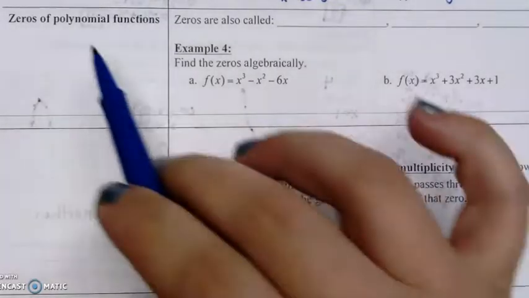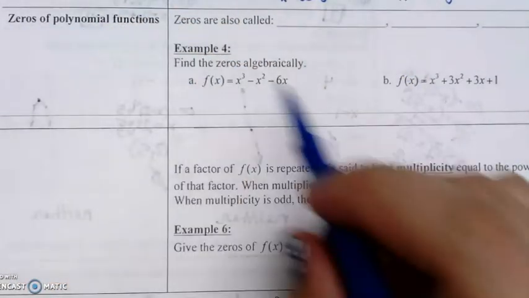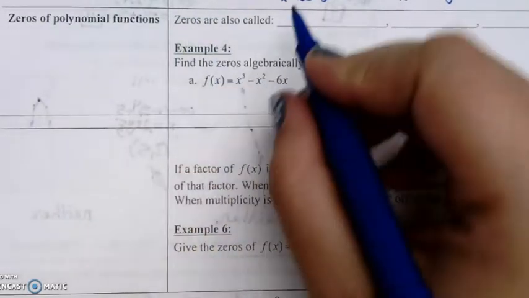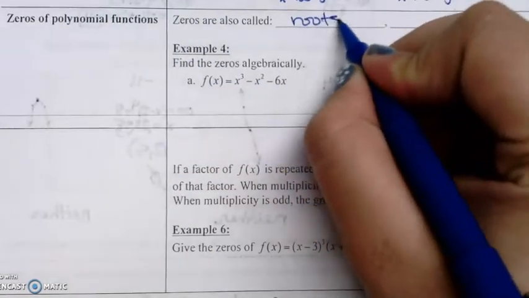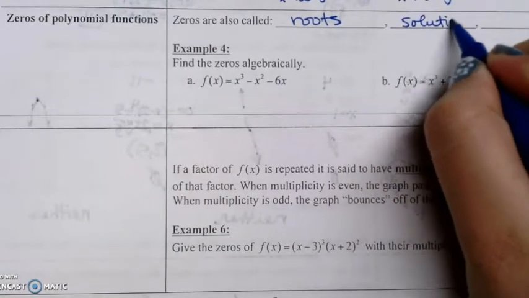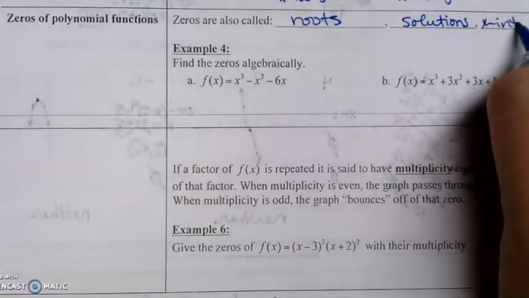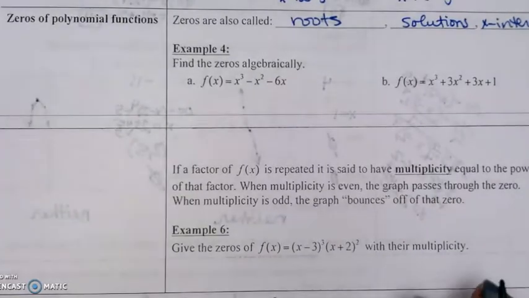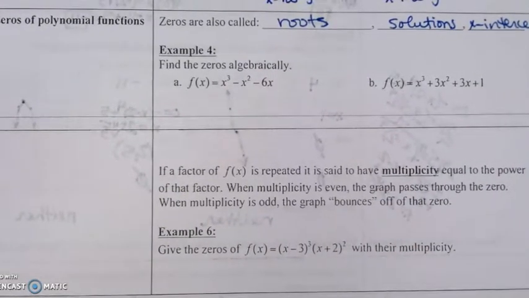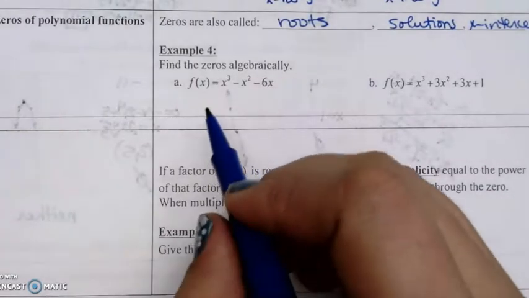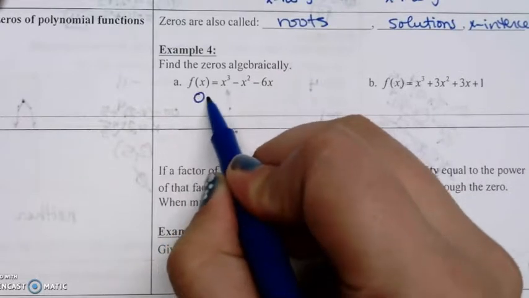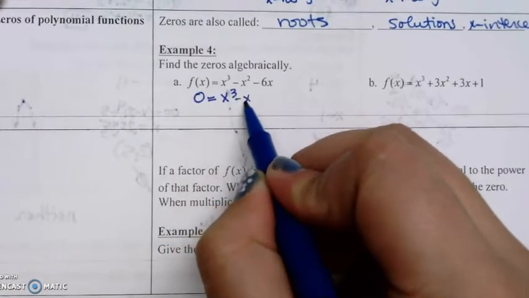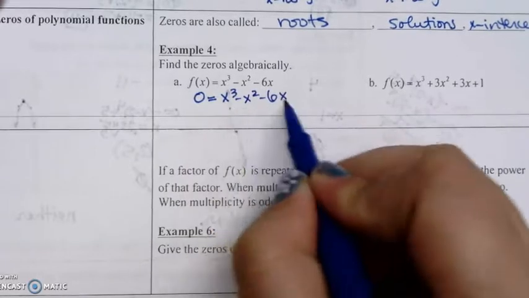All right, next, we're going to look at finding the zeros or the x-intercepts of a function. So reminder, the zeros are also called roots or solutions or x-intercepts. Okay, so when I'm looking for the zeros, the roots, the solutions, the x-intercepts, I'm looking for the same thing. I'm looking for when my y value is 0, what is my x value? So to find the zeros algebraically, I want to set my y equal to 0, and then I need to solve for x, and in order to do that, I need to factor.